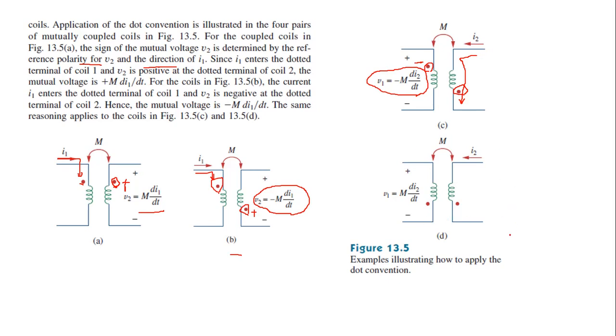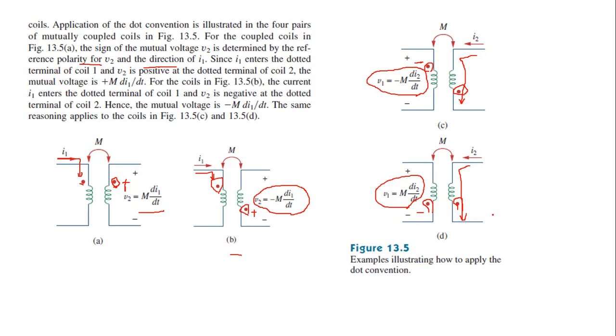So let us consider the last diagram. So this is coil 2, this is coil 1. So here the dot is placed over here and here it is placed over here. So here also the current leaves the dotted terminal of the coil. So if current leaves the dotted terminal of the coil, in the other coil wherever the dot is placed, that terminal is negative. So the assumed direction is negative, we also get negative, so the voltage is positive. V is equal to M into di2 by dt.